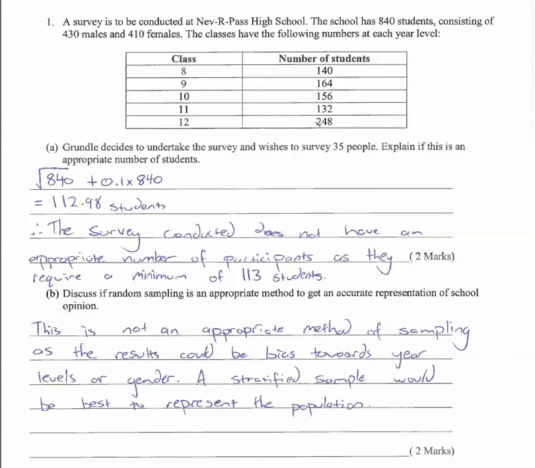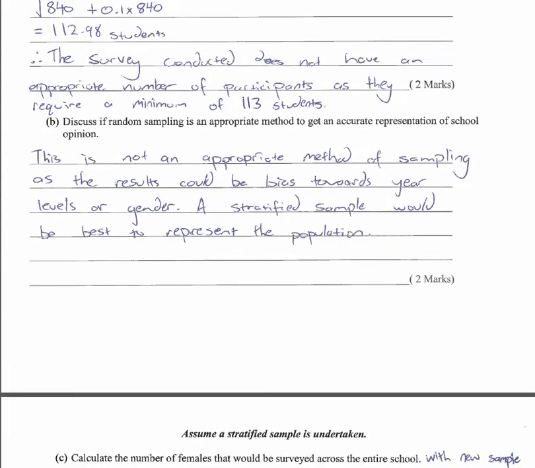So there's over 100 more students in year 12 than there is in year 8. So we've got to have a few more students in year 12 conducting the survey than we do in year 8. Otherwise, we're not going to get an accurate representation of each of the year levels or the number of students from each year level.